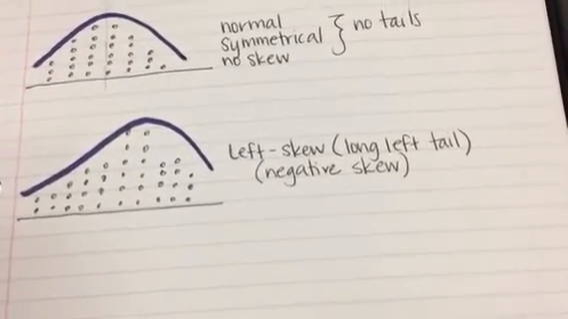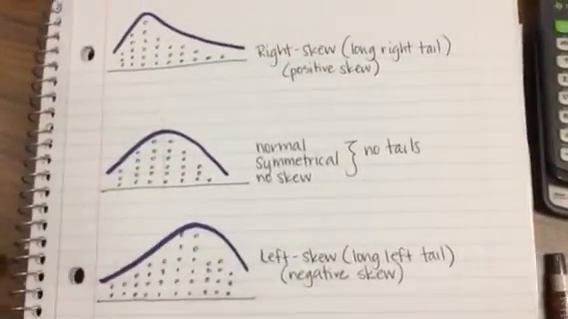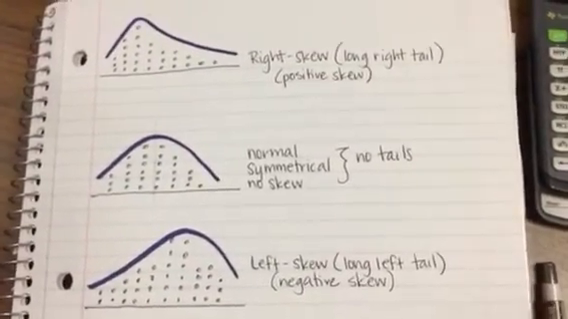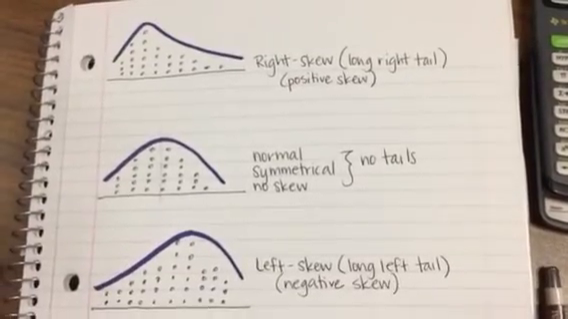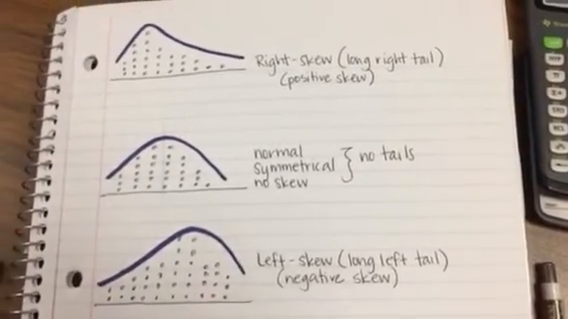So I just wanted you to have that information so that you would understand what the distribution of data can tell you about a graph. And then we will use that later on as we talk about measures of central tendency.